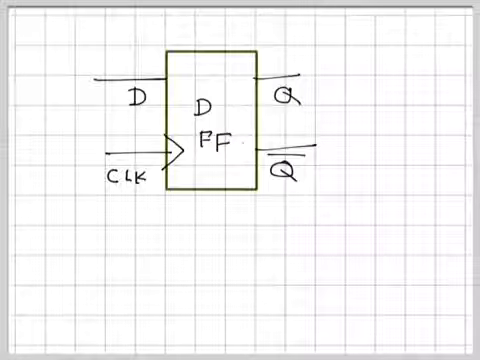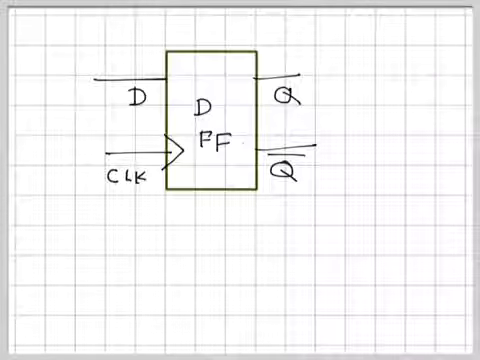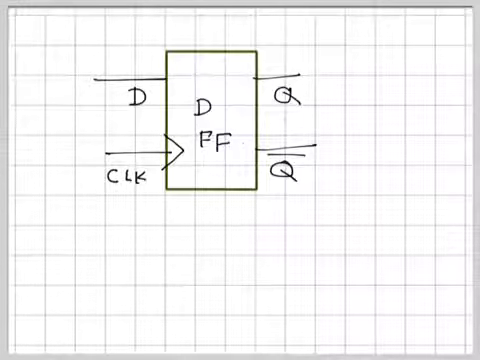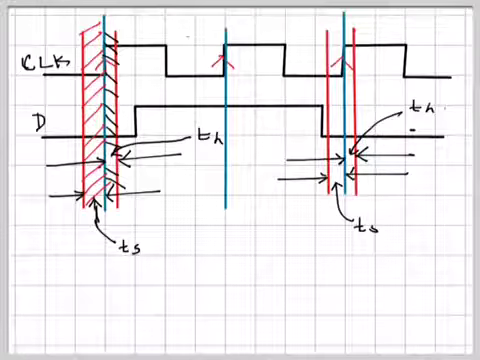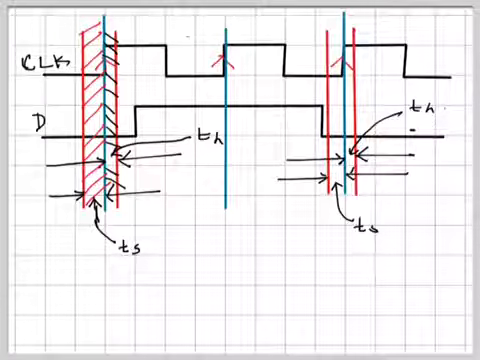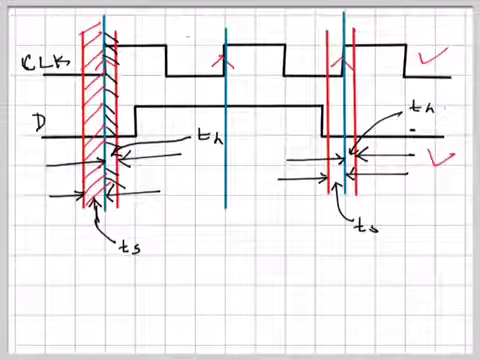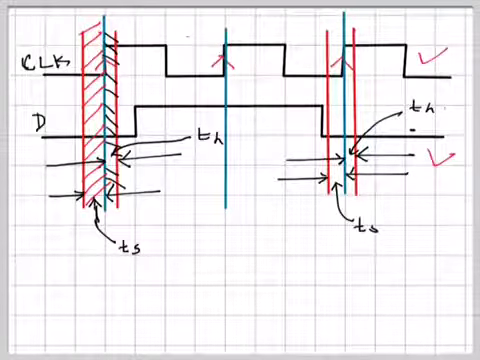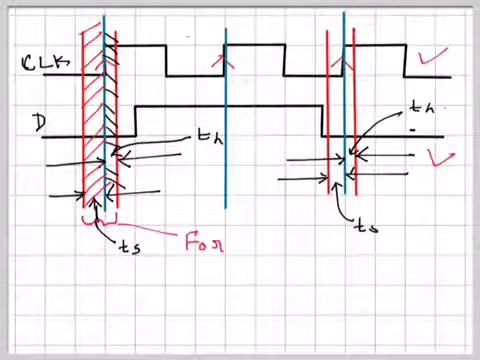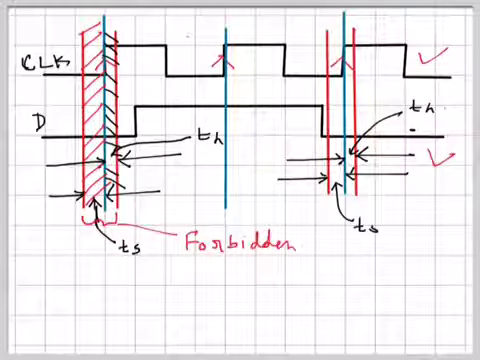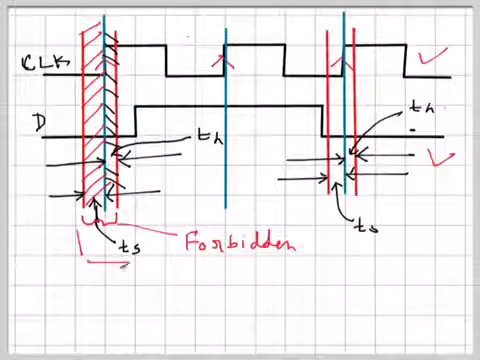This is a small video as a continuation of the flip-flop setup and hold time video. So this is a D flip-flop and the clock is a rising edge. I will draw again: this one is the clock waveform and this is the D. The flip-flop setup time period is the forbidden zone, we can say. So the input cannot change within this region, that's the thing.